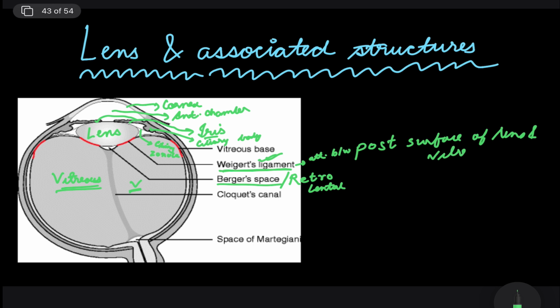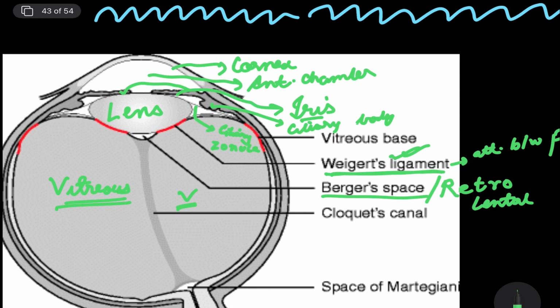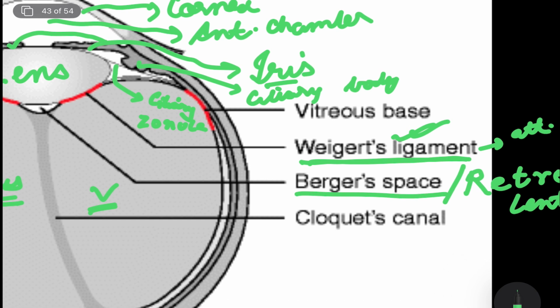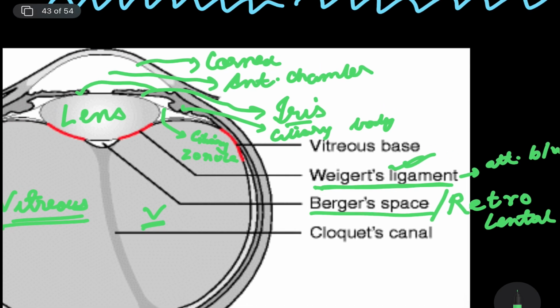That's it. So did you understand these two new structures that we have just described over here? There is a part where the lens and the vitreous are not attached to each other. That is called the Berger's space or the retrolental space. Whereas the places where they are attached to each other, it is known as the Vigart's ligament.